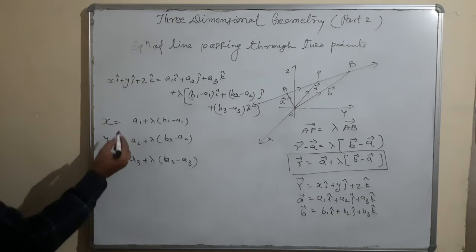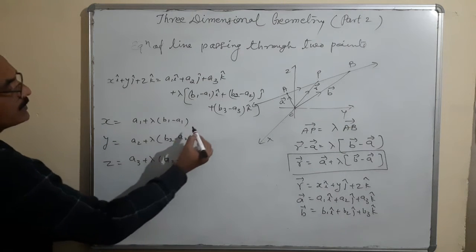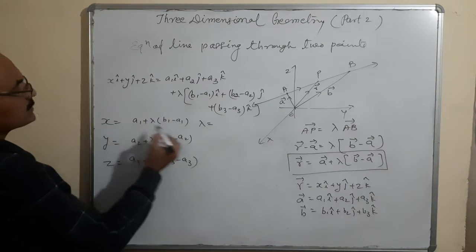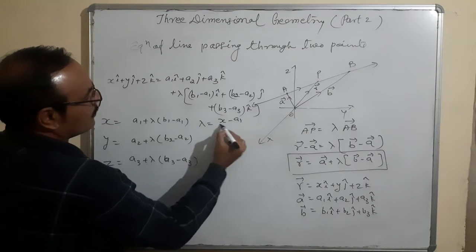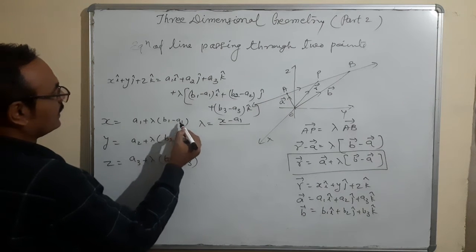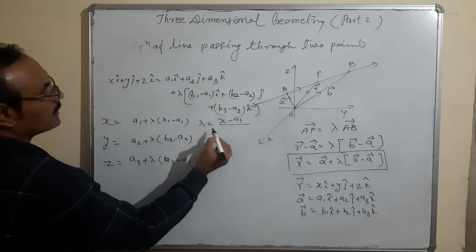Okay. Here what happens, the value of lambda is equal to x minus a1 upon b1 minus a1.